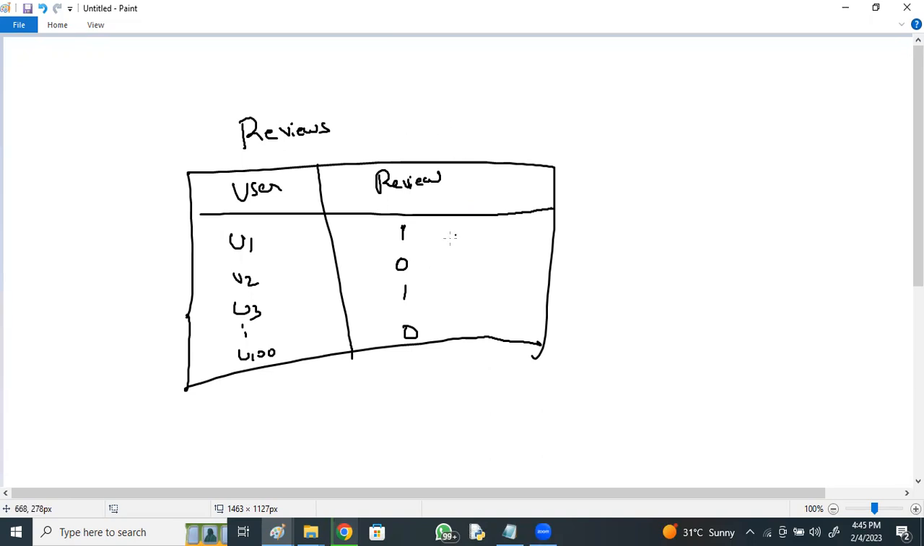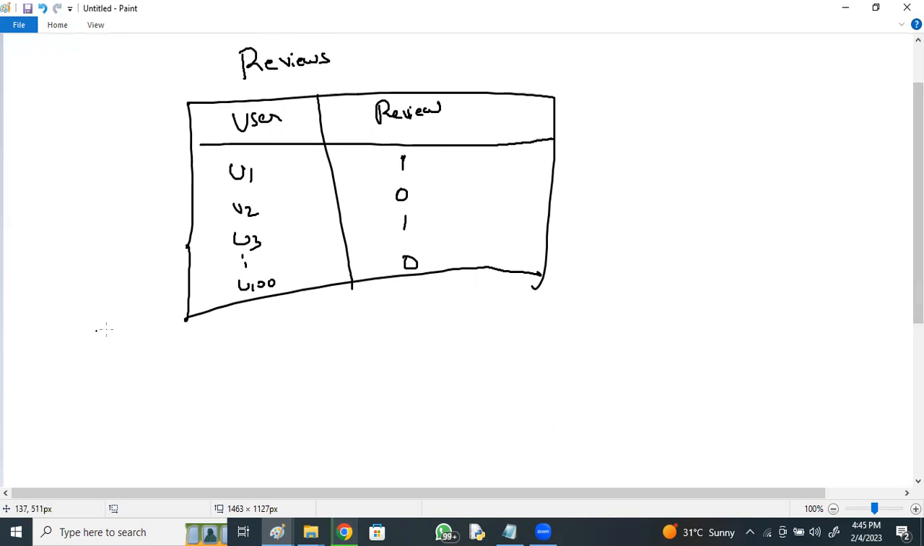Zeros and ones, right? Can you write an SQL query to count the number of zeros and ones here? Count aggregation. Select a review-wise count I want. Count star. From which table? From the reviews table.